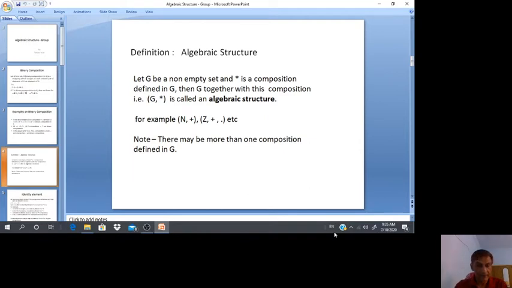Next, let us see what an algebraic structure is. An algebraic structure is a non-empty set together with some composition. For example, the set of natural numbers for the composition addition is an algebraic structure. The set of integers for composition addition and multiplication is an example of an algebraic structure. So there may be more than one composition defined in G, as we saw above in the example of the set of integers for the composition addition and multiplication.